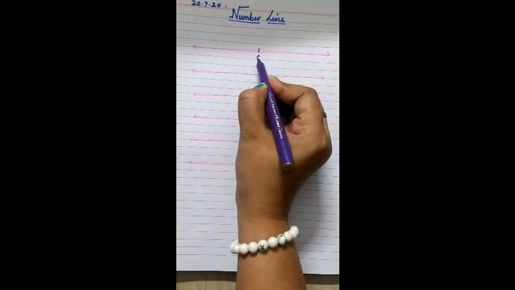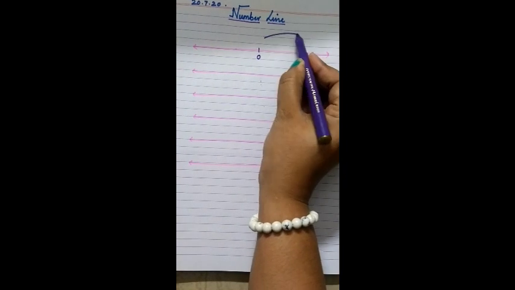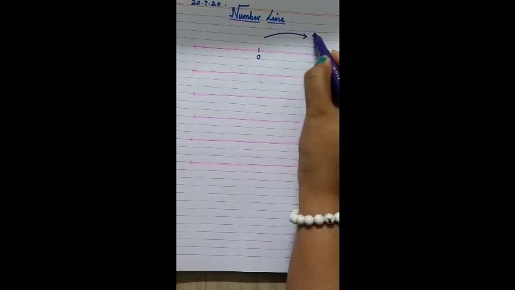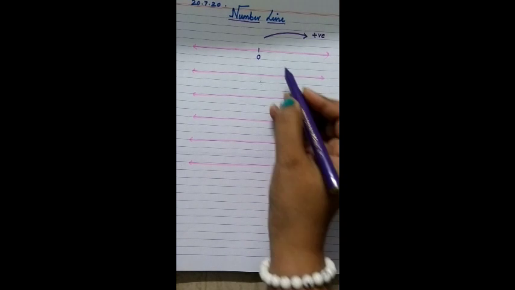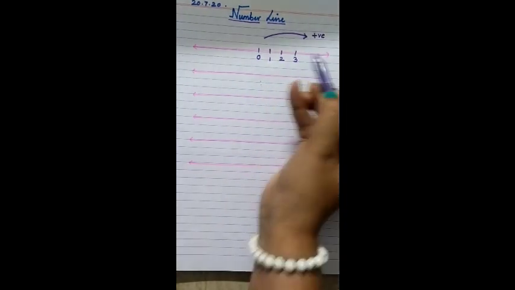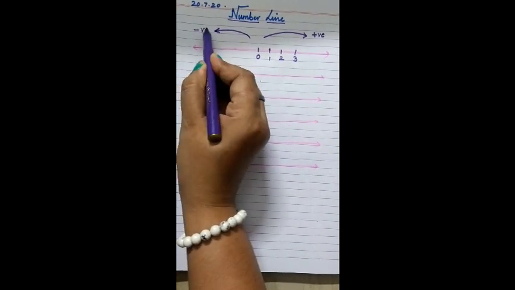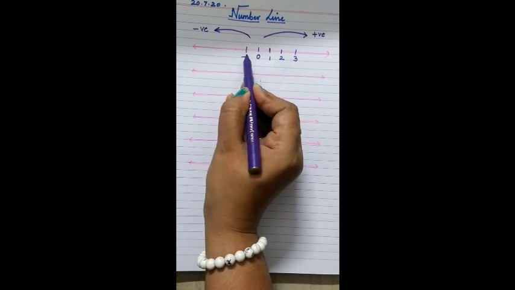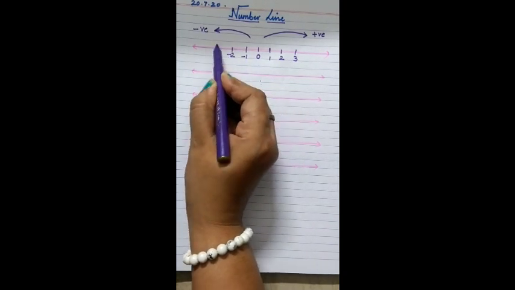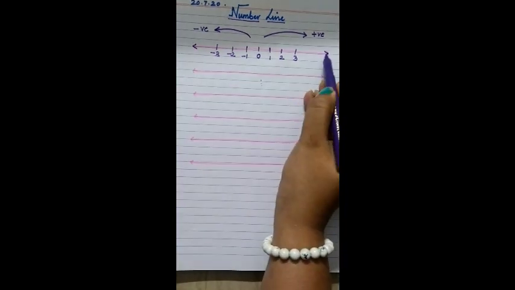Children, when we were representing integers on a number line, you know that we were taking 0 as the center point, and towards the right hand side we were taking the positive integers. That means it was 1, 2, 3 and so on, and towards the left hand side we were always representing the negative integers. That was -1, -2, -3. In this way we were going in this order, if you can see the arrow over here.